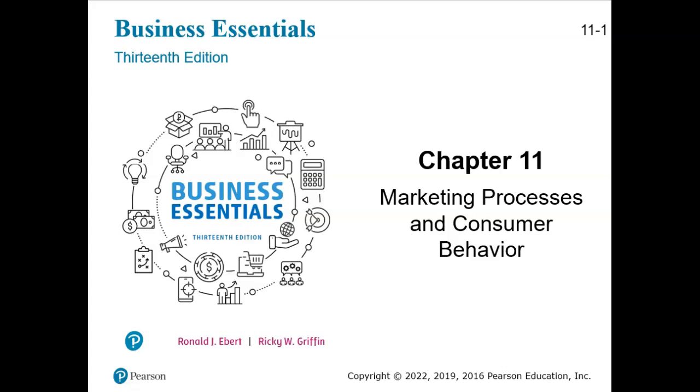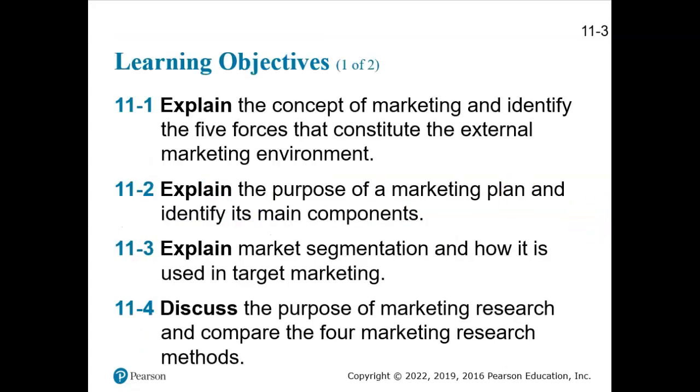So the learning objectives for this chapter are: explain the concept of marketing, identify the 5 forces that constitute the external marketing environment, explain the purpose of a marketing plan and identify its main components, something you're going to actually work on in your assignment this week. I want you to explain marketing segmentation and how it's used in target marketing. Discuss the purpose of marketing research and compare the methods of marketing research.